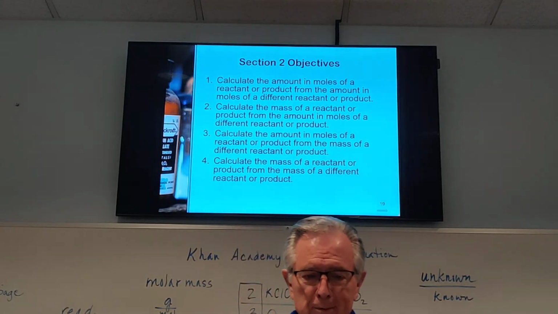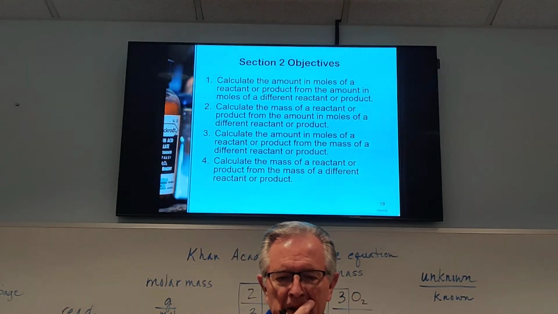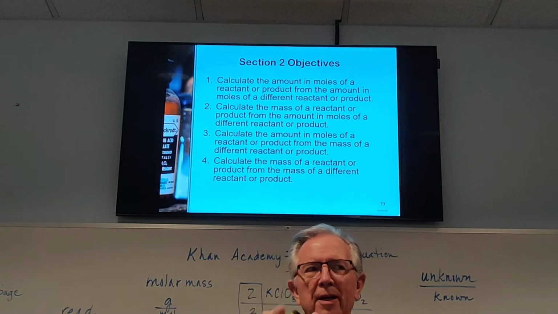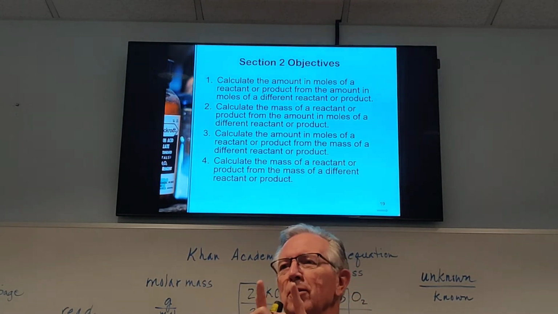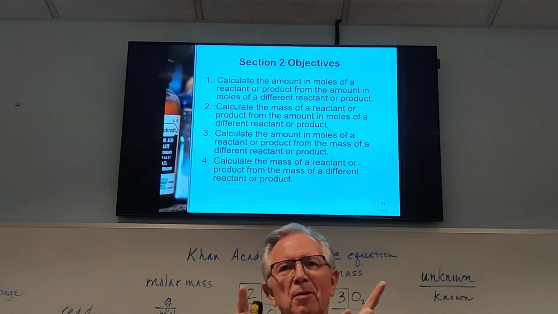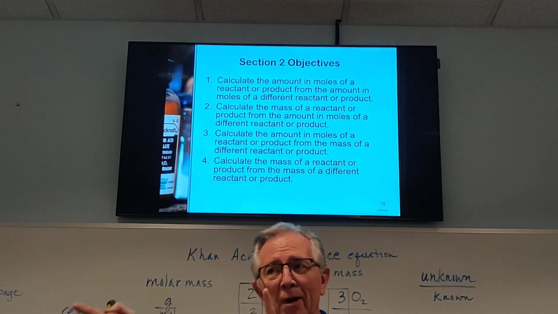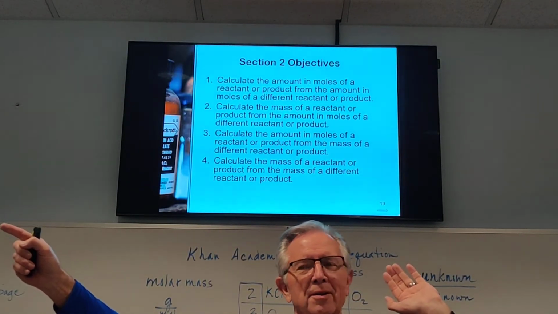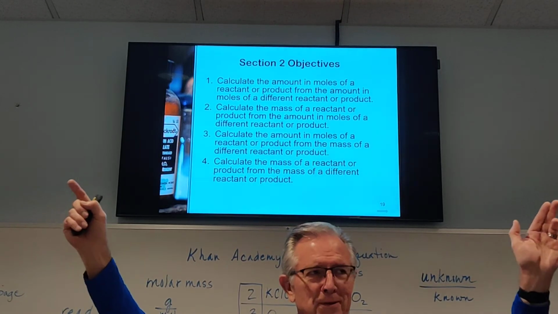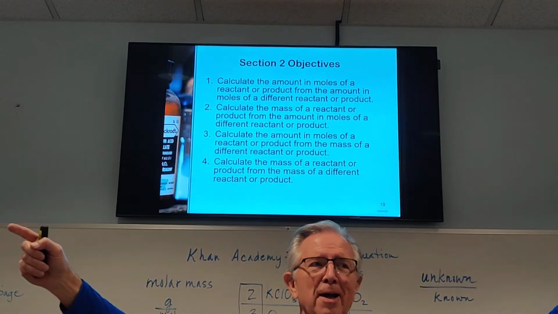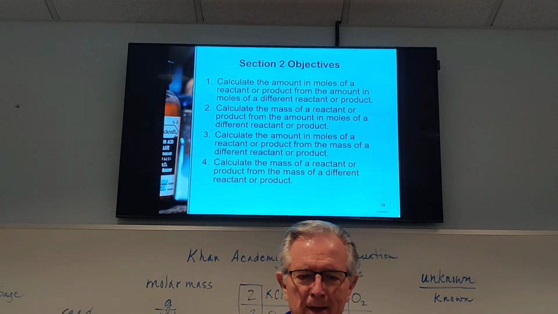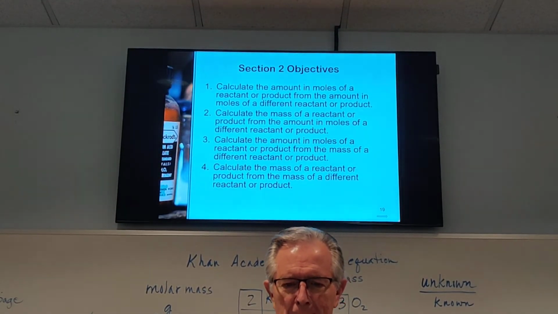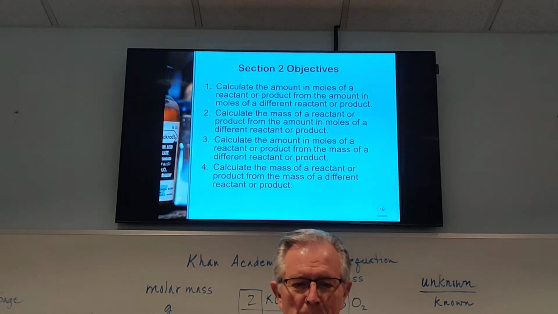Section 2, objectives. What do we want to accomplish in this one? Remember we talked about those 4 different ways that we can calculate. We can go from moles to moles, or grams to moles, or moles to grams, or the whole thing from western Omaha to eastern Council Bluffs, the grams to grams one. So we can calculate the amount of moles in a reactant or a product from the amount of moles, so that's a mole to mole problem.